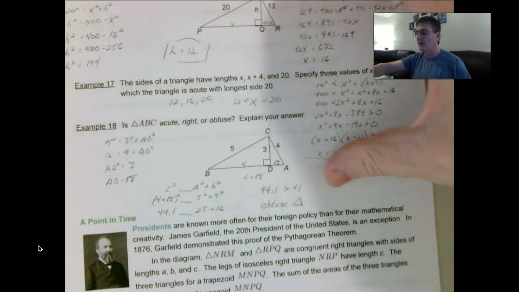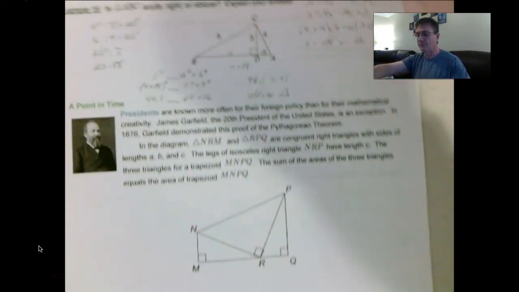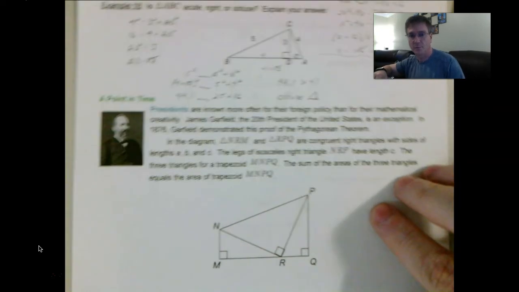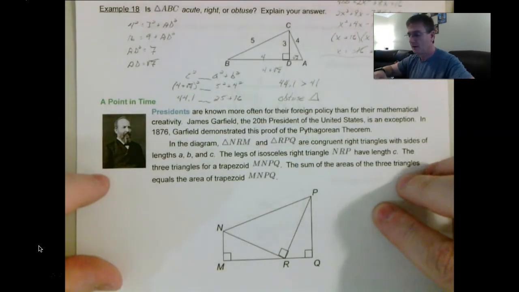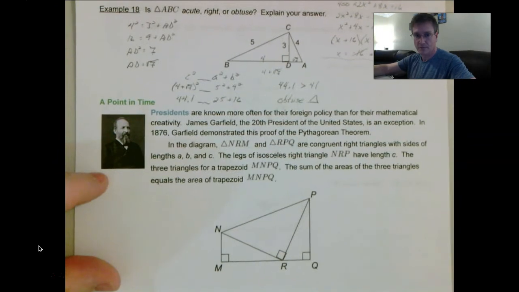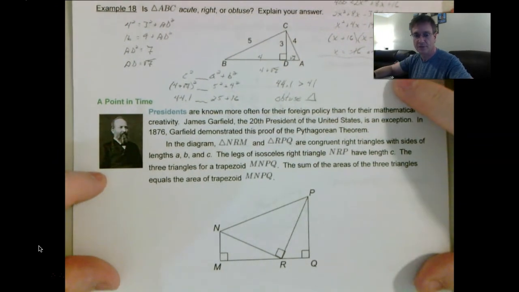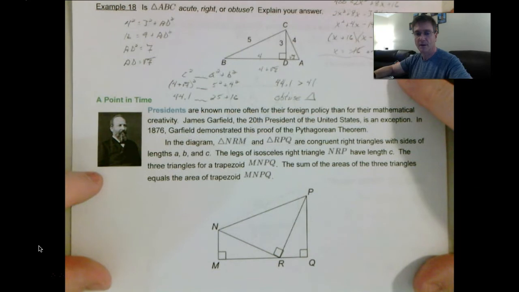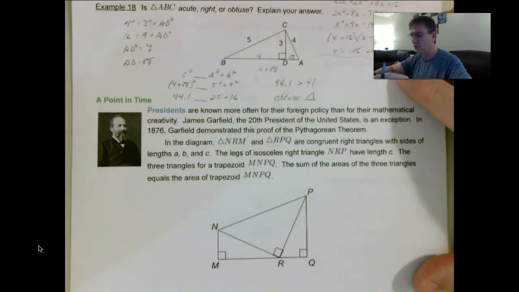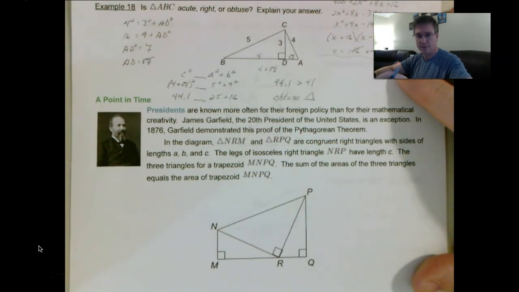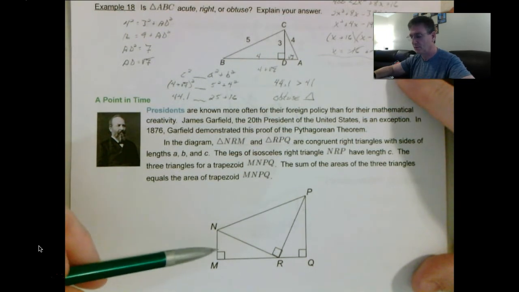Okay. And the last thing I want to show you is my favorite proof of the Pythagorean theorem. There are literally hundreds, if not thousands, of different unique proofs of the Pythagorean theorem. This one's my favorite because it is pretty simple and straightforward. It was done by one of our presidents of the United States. Presidents are not usually known for their ability to do math problems. This president clearly was and did a very nice proof.